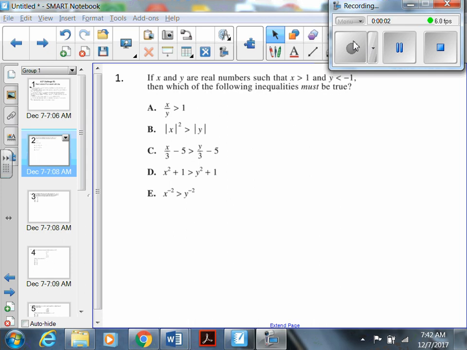Let's start with number 1. If x and y are real numbers such that x is greater than 1 and y is less than -1, then which of the following inequalities must be true? So your goal here is to make this a little bit more concrete.